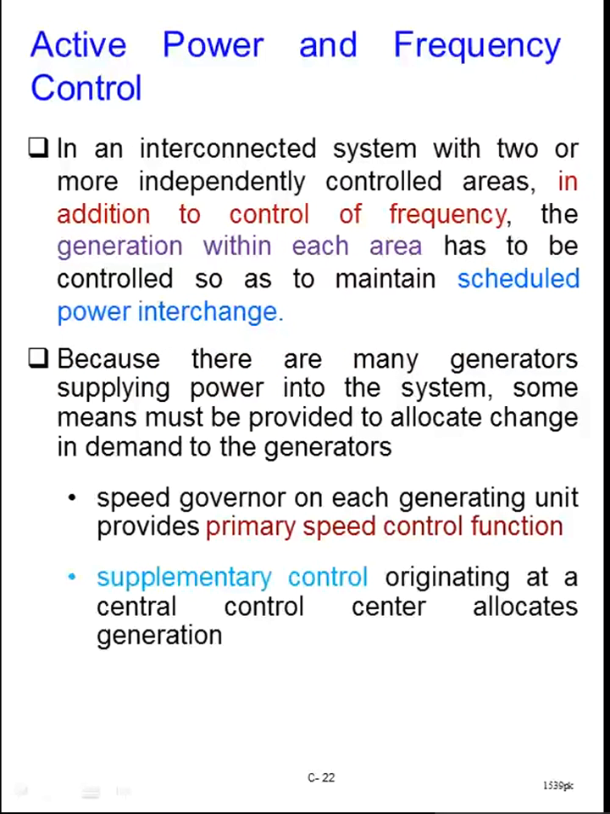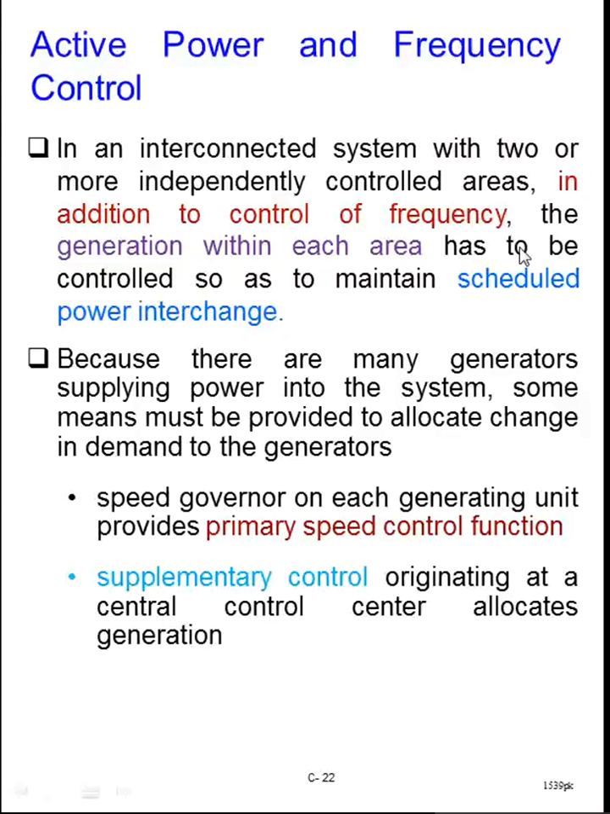Now, in an interconnected system, when we have two or more areas, it could be the regional grids. So we have several regional grids, one area, a regional grid, being connected to another regional grid. So in an interconnected system with two or more independent control areas, in addition to the frequency control, generation within each area has to be controlled, and that will be according to the scheduled power exchange.